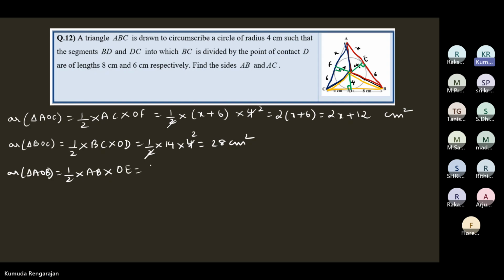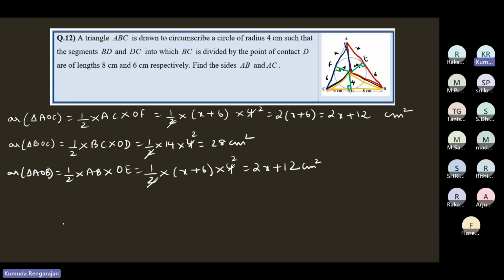OE. So that is half into x plus 6 into 4. So 2 1s are 2, 2 2s are 2 into x plus 6, so it will be 2x plus 12. 2 into x is 2x, 6 2s are 12, so 2x plus 12 centimeter square.